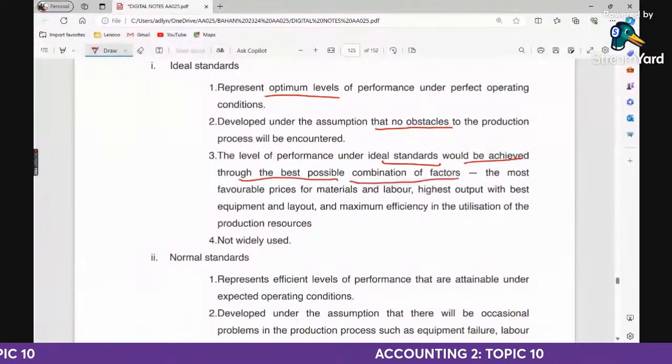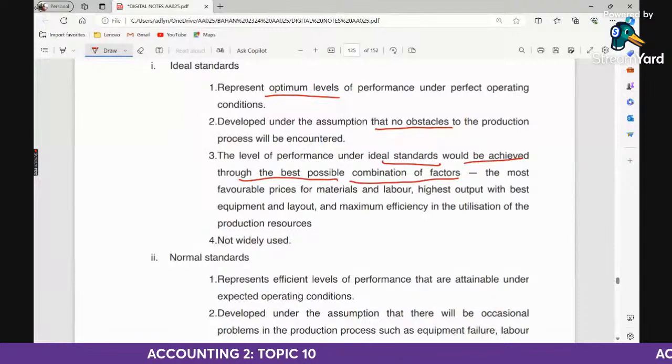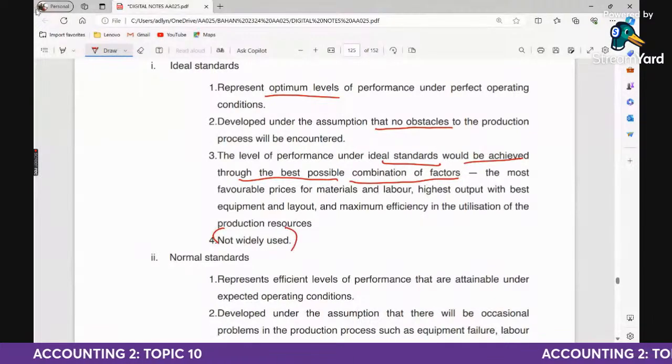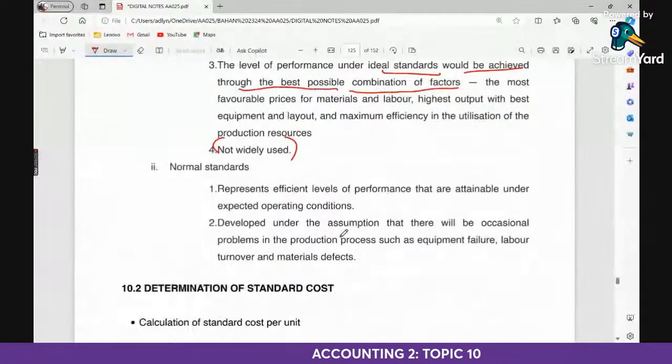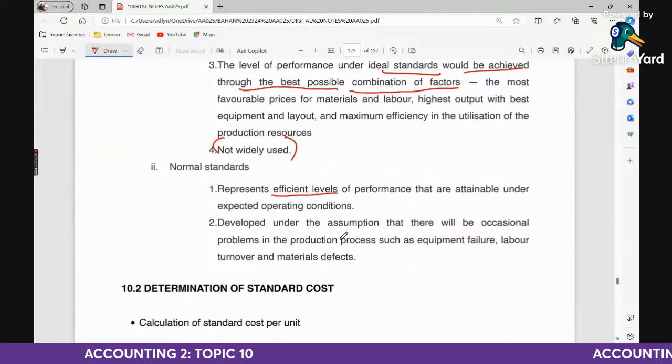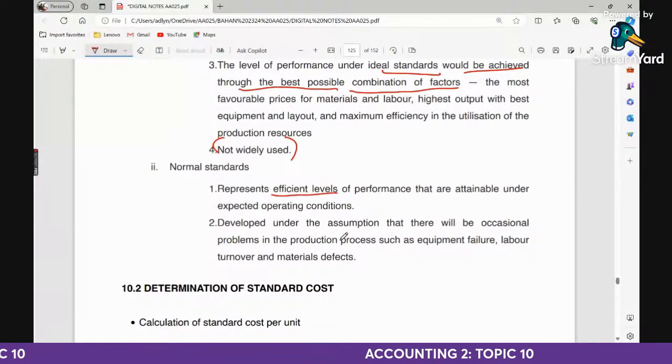Okay, so this is ideal standard. Okay, tapi sebab dia ideal, it's not widely used. Okay, normal standards represent efficient level. Maksudnya dia bukan pada nilai yang optimum tapi pada nilai yang paling cekap. Okay, yang kita jangkakan akan berlaku dalam operasi.